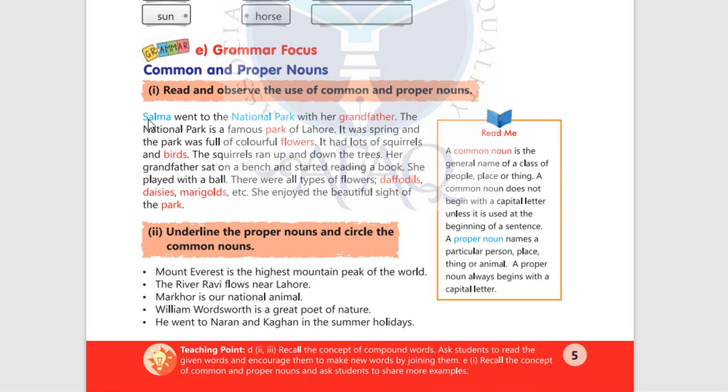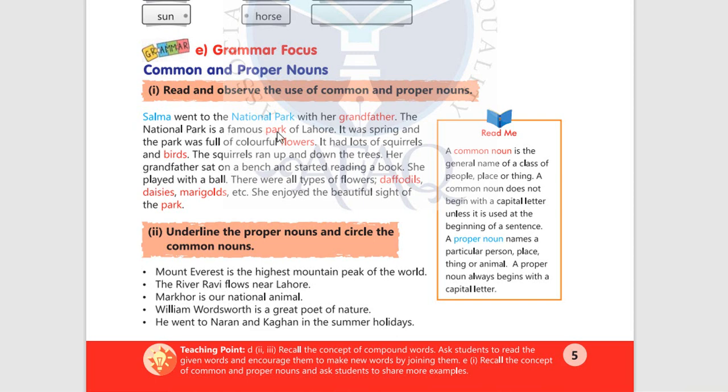See the difference? Salma is the proper noun, S is capital. And national park is the specific name of the park, right? This is no ordinary park, this is National Park. This park is called National Park. So the N and the P both are capital, since this is a proper noun. With her grandfather. Grandfather, not a proper noun, it's a common noun. That's why it's written with a small letter.